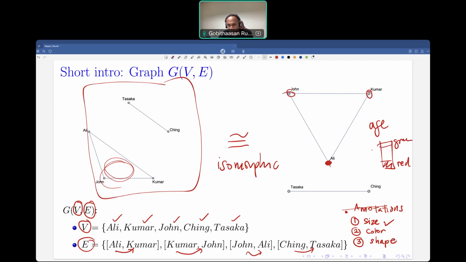I can even use shape. For example, let's say a triangle means male, and a diamond means female. For example, here, Qing. Let's say Qing is female, so female gets a diamond, and male gets a triangle. So we can also use shape.